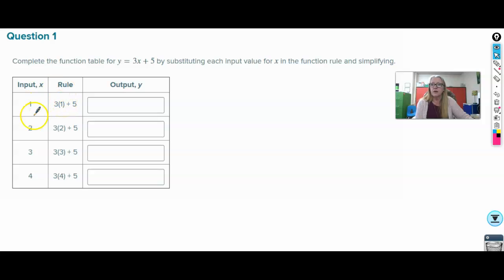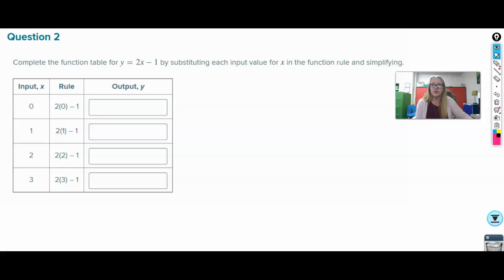So here, you would go 3 times 1 and then add 5. Whatever your answer is, you would write it here. Same here, you would go 3 times 2, whatever your answer is to that, add 5 to it, and write that number here. Just continue doing that for all 4 of those numbers.